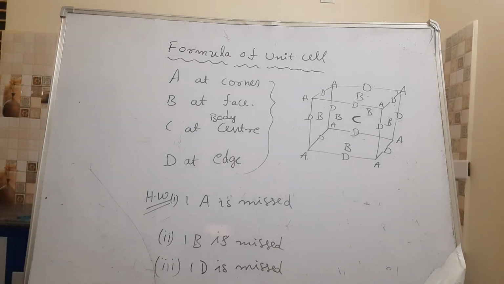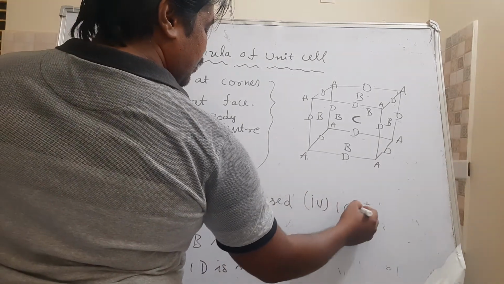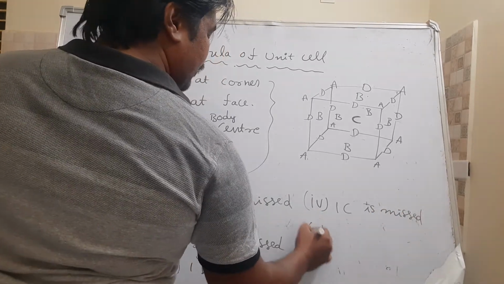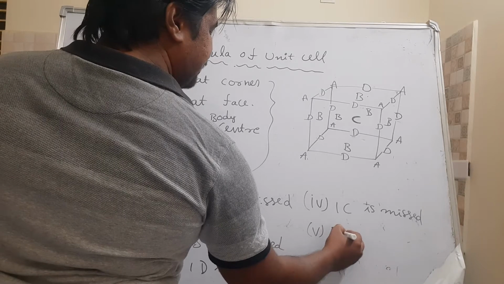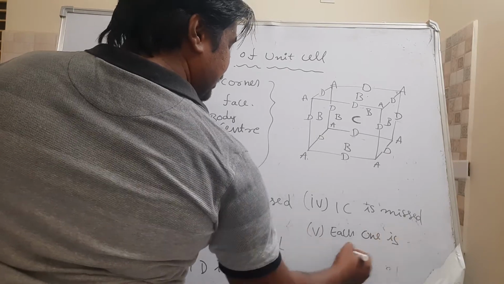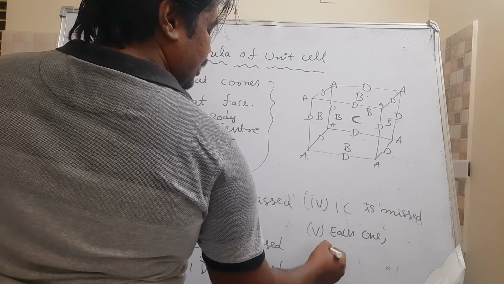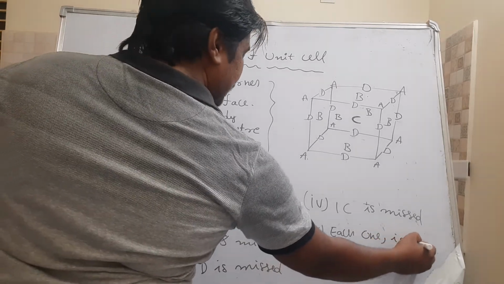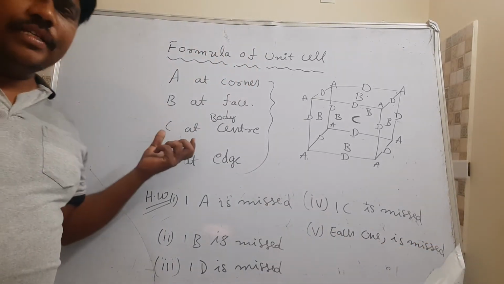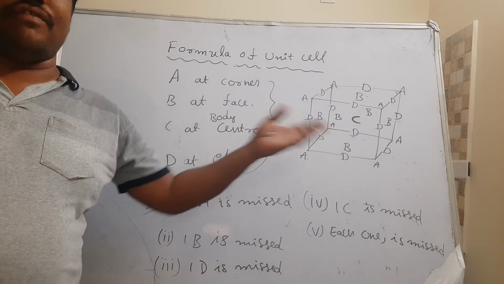1C is missed, right? Fifth one, each one is missed. Each one is missed in the sense 1A is missed, 1B is missed, 1C is missed, and 1D is missed.